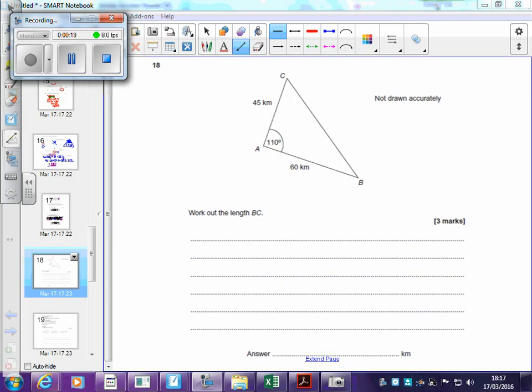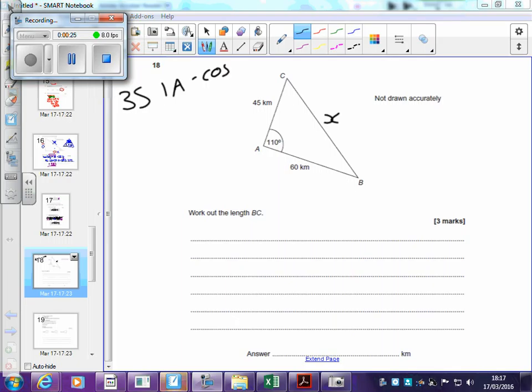Now, the way you decide which one it is: if the question involves 3 sides and 1 angle, including the thing you're looking for, then it is a cos rule. If it's 2 sides and 2 angles, then it's a sine rule one. For this one, we're looking for BC, so that's a length. We've also got 2 other lengths and 1 angle, so we know it's going to be a cos rule. Okay, so let's start by writing out the cos rule.